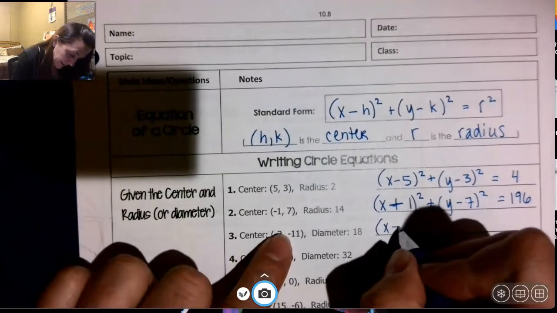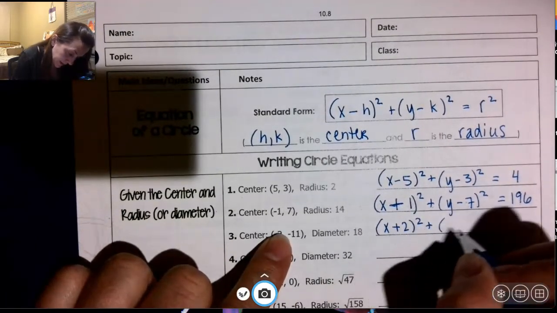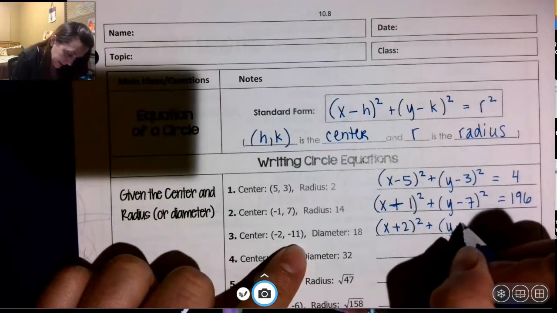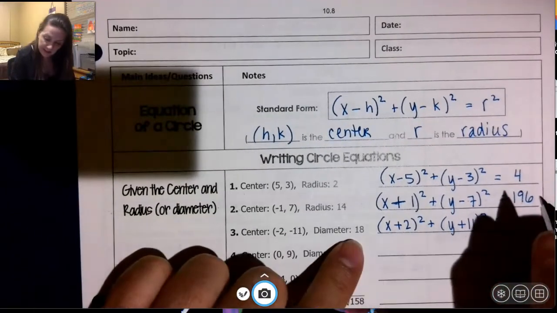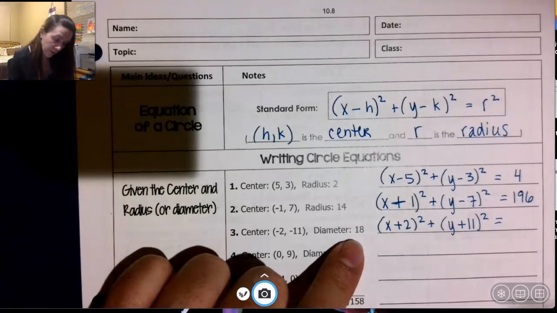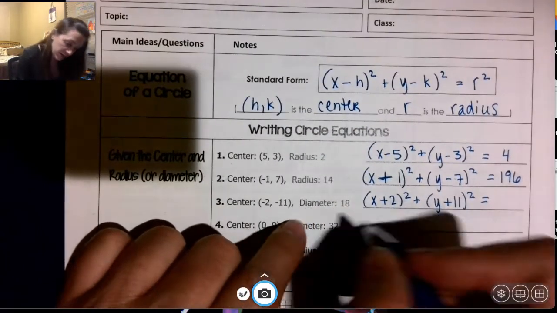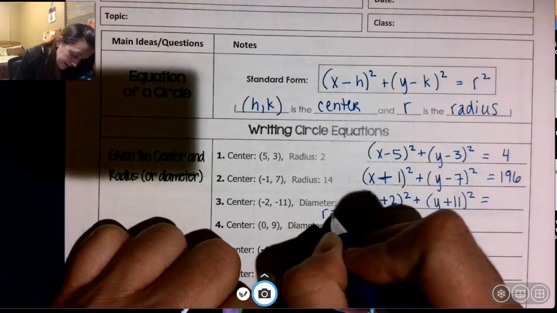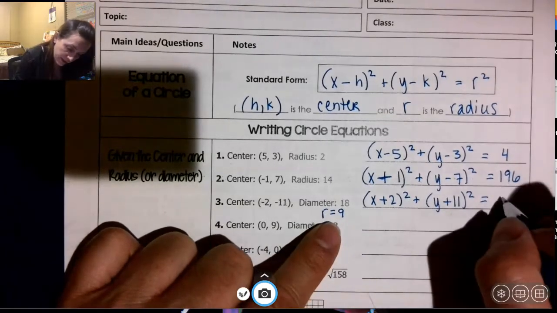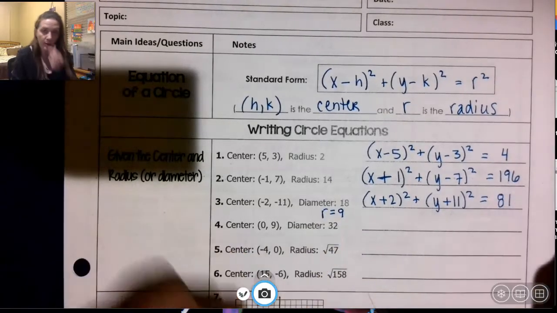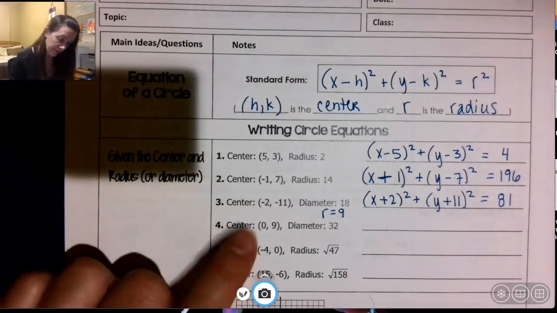x minus negative is plus 2 squared plus y minus a negative 11 squared equals 18 squared is, oh wait, not 18 squared, this isn't my radius, this is the diameter, which means the radius is actually equal to 9, and 9 squared is actually 81. Pay attention to those, it's a little bit tricky.